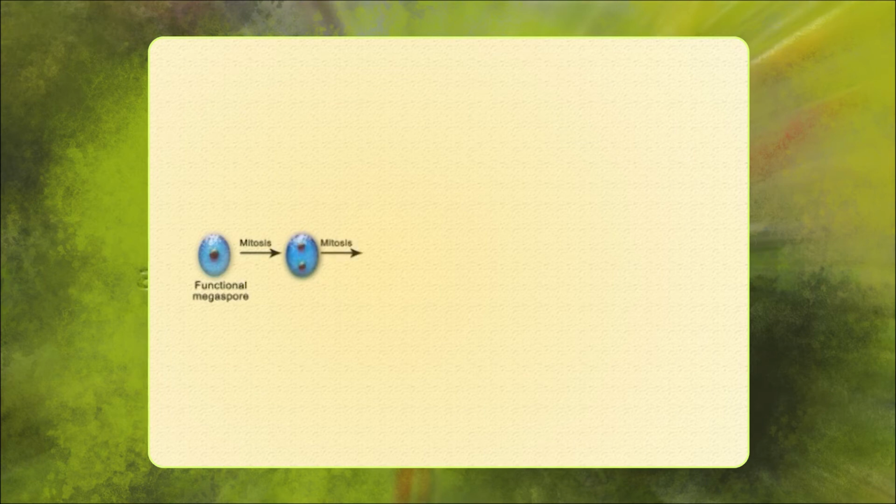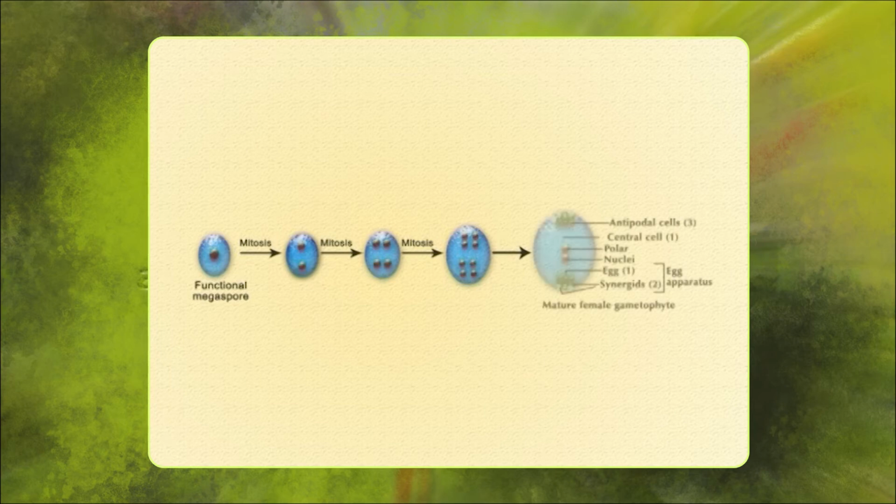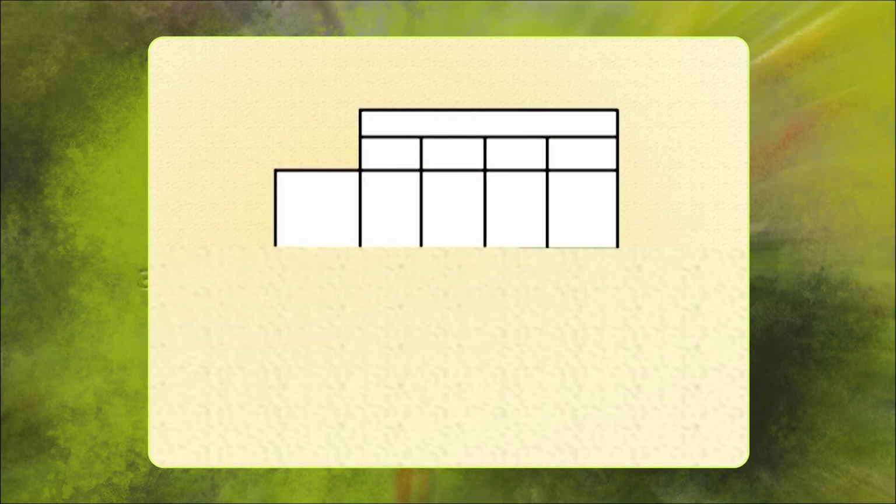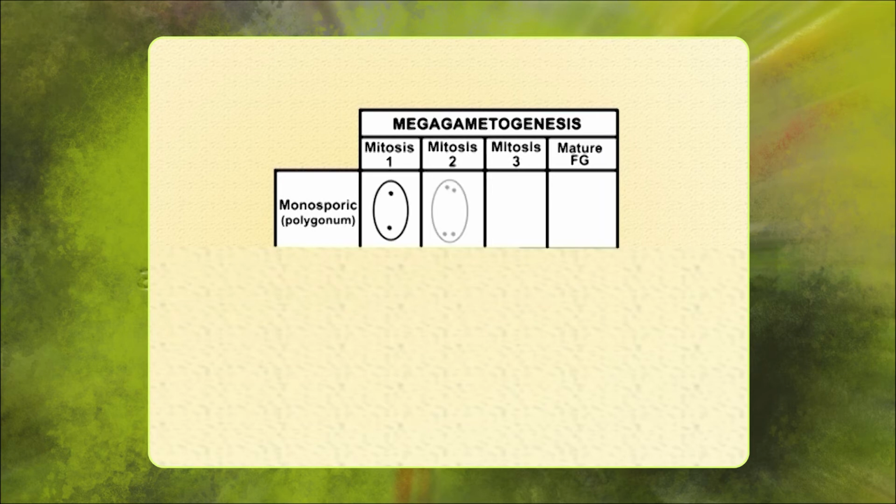Initially, the megaspore undergoes 1 or 2 rounds of mitosis without cytokinesis, resulting in a multinucleate syncytium. Subsequently, cell walls form around these nuclei, resulting in a cellularized female gametophyte. For example, in the polygonum type pattern, a single nucleus undergoes 2 rounds of mitosis producing a 4-nucleate cell with 2 nuclei at each pole.